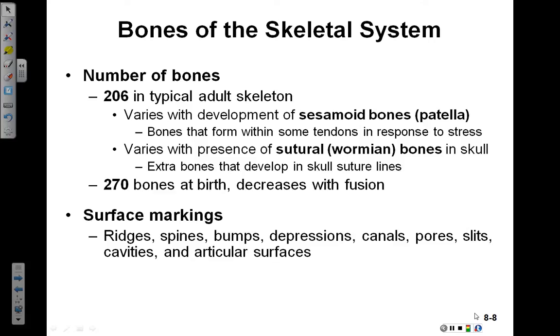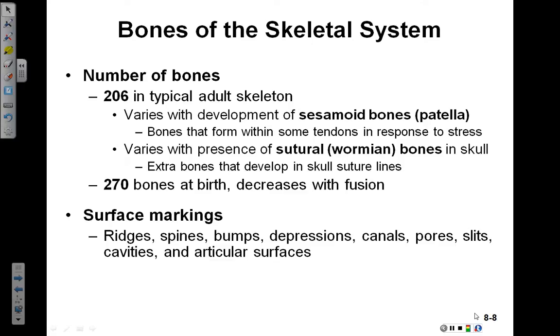They form within some tendons in response to what? Stress. So if you're putting a lot of stress, which you do on your knee, of course, that's why it's considered a sesamoid bone. With your hands or your fingers, a lot of stress on it can cause those sesamoid bones to actually form. You also have Wormian bones that are typically found in the skull.